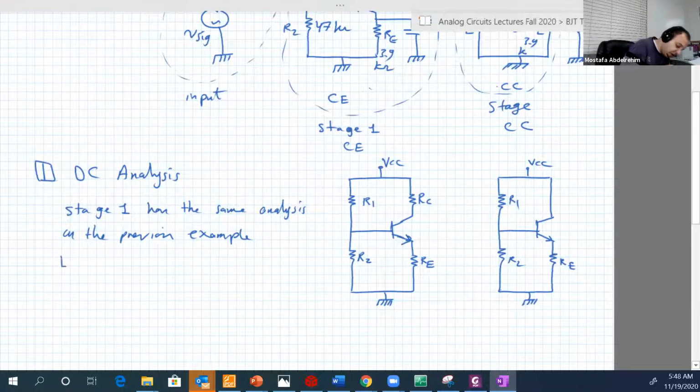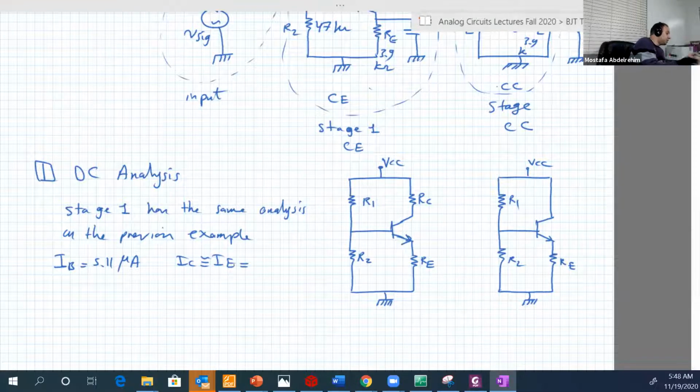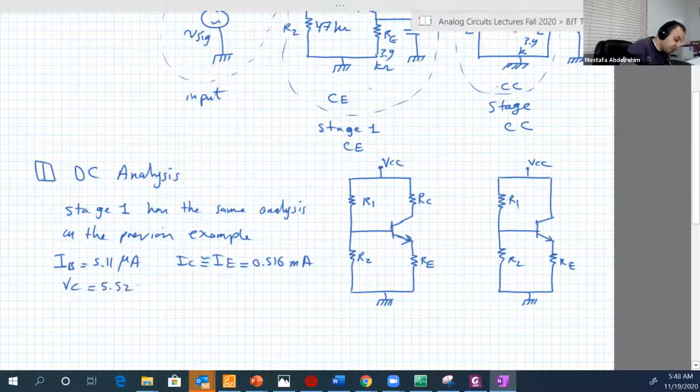So again, we will have IB equal to 5.11 microamperes, IC equal to IE, approximately equal to, how much? 0.516 milliamperes, and again VC will be equal to 5.52 volts, and VB still the same, 2.71 volts, and R by, of course, is the same, equal to, let's call it R by 1 now, 489 kilo ohms.